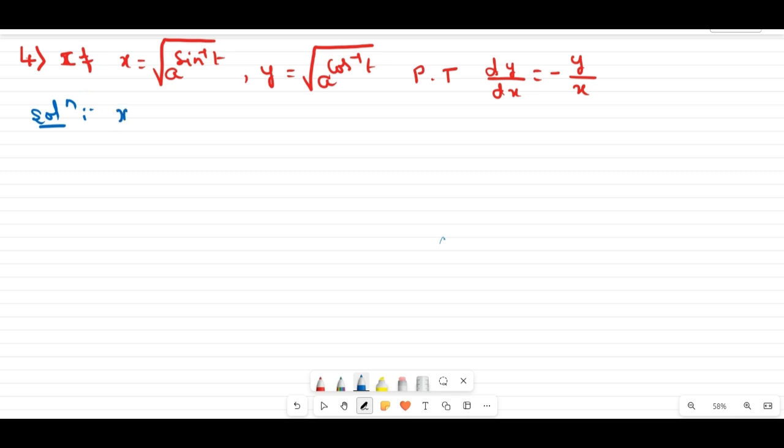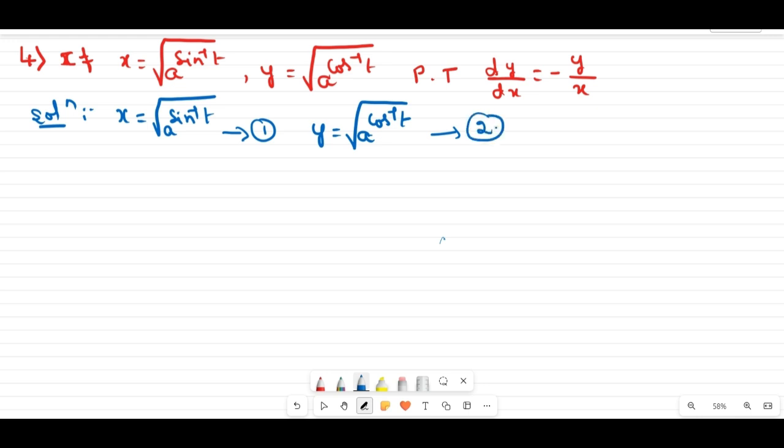Let us see. Consider the x. X is what? Square root of a to the power of sine inverse t. Y is equal to square root of a to the power of cos inverse t. Okay. Now what you should do, you consider the first function, that is x, as first function and y as second function. Now multiply 1 and 2.